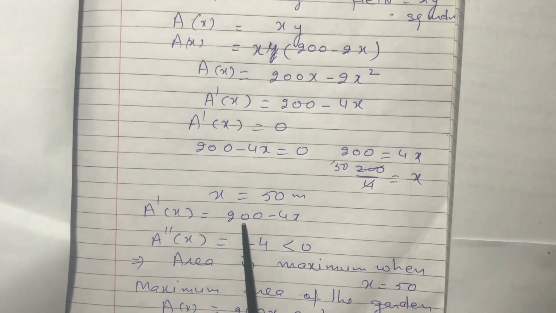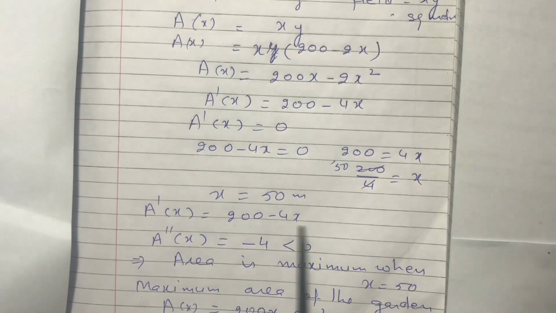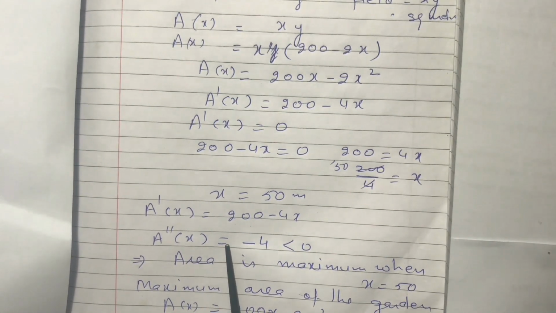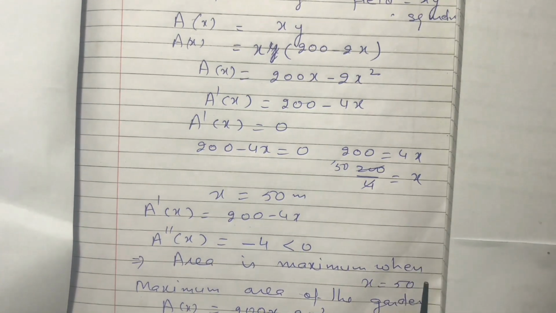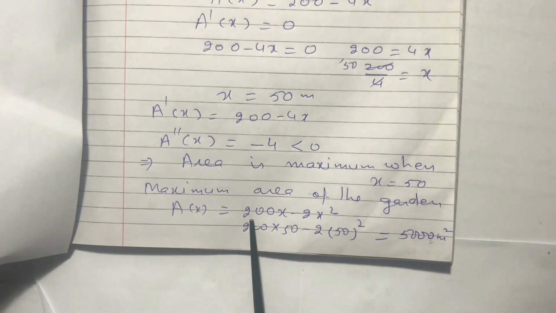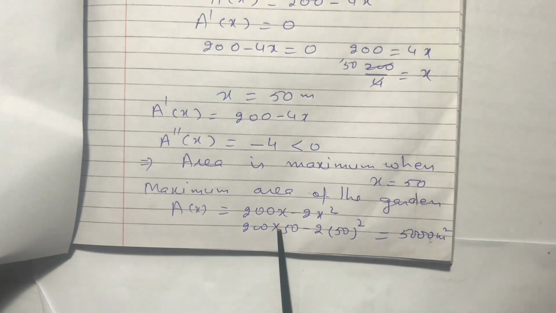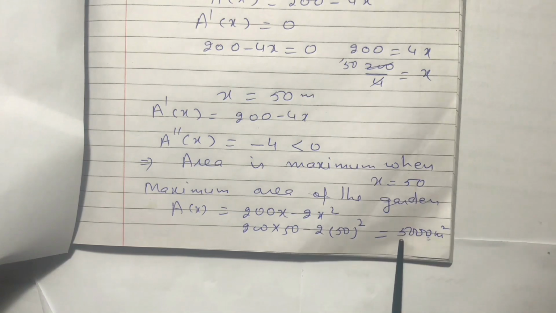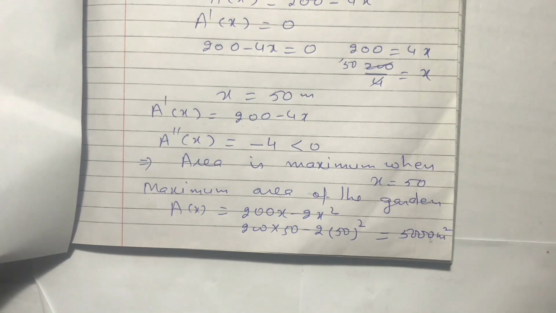Now A dash x is 200 minus 4x. A double dash x is minus 4, which is less than 0. So area is maximum when x is equal to 50. So maximum area of the garden is 200x minus 2x square. Instead of x, write 50. Calculate it. That is 5000 square meter. That is the maximum area of the garden.